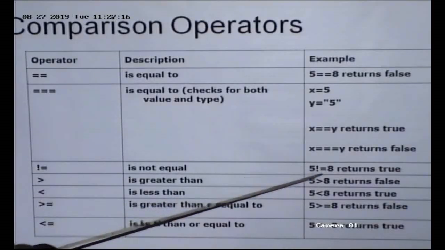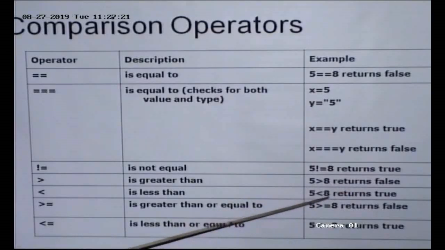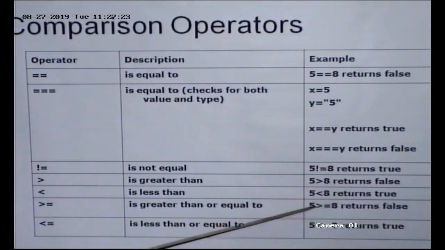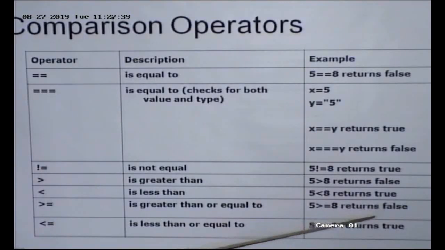So 5 not equal to a, condition is true, returns true. 5 is greater than 8, returns false. 5 is less than 8, returns true. 5 is greater than or equal to 8. So additionally you are taking the equal to operator, okay. 5 is greater than 8 is not true, but what happens if you are giving equals, it should be equal to 5. So the condition here is false, okay. So these collective operators are used for comparing the variable values, okay, as well as the type.